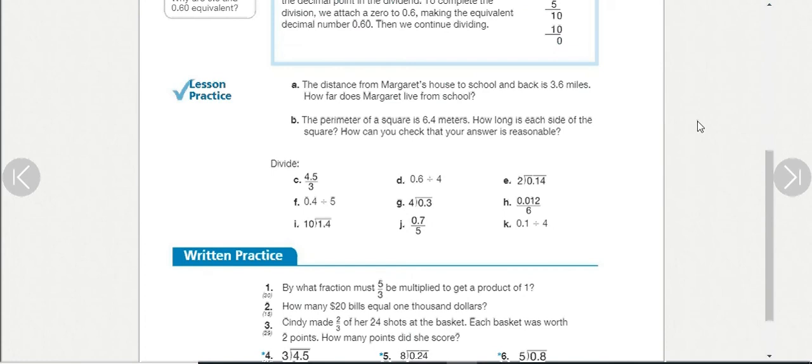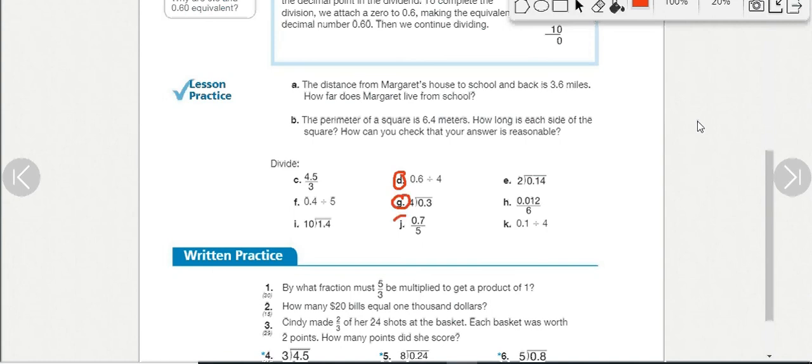Why don't you pick A or B, and then let's do D, G, J. So pick one, and then one of these. That leaves you with 4 total.